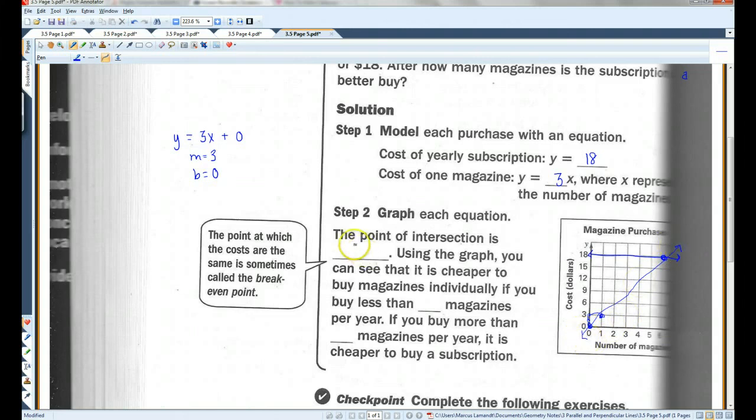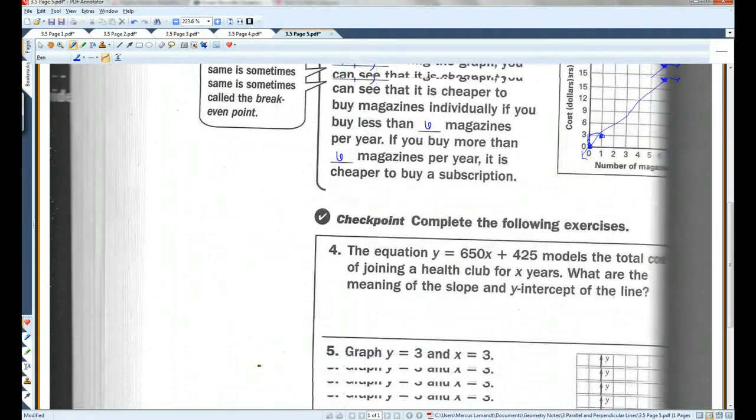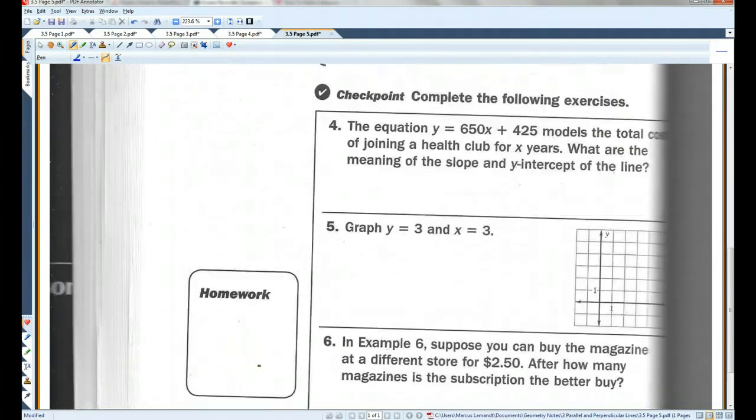Okay, the point of intersection is (6, 18). Using the graph, you can see that it is cheaper to buy magazines individually if you buy less than 6. So, if you buy 5 magazines, you're only going to pay $15. If you buy 7 magazines, you're going to pay $21. So it's a better deal to pay the $18 annual fee. If you buy more than 6 magazines per year, it is cheaper to buy a subscription. Alright, I'll let you guys do the checkpoint, and that's all.